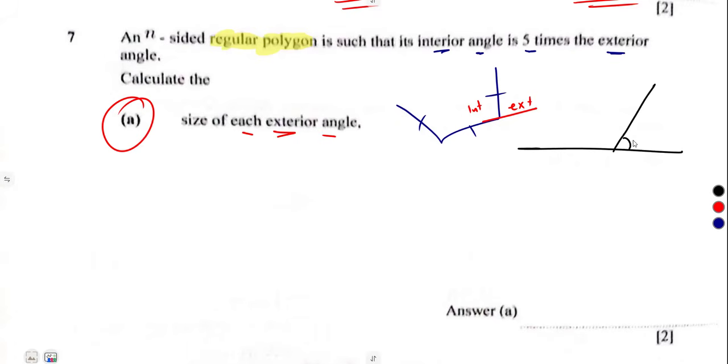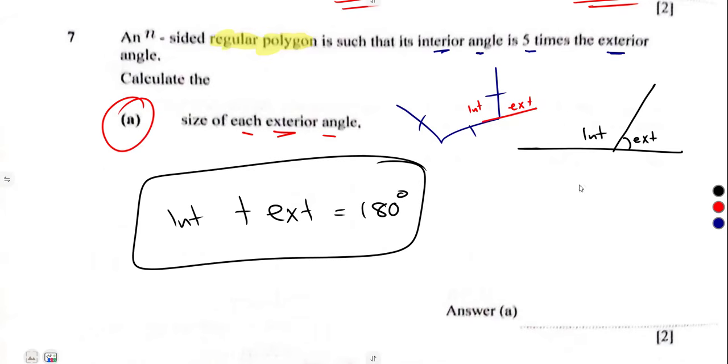If this is the exterior angle and this is our interior angle, these two add up to 180 degrees. Interior plus exterior angle is equal to 180 degrees from the properties of what? A straight line. They form a straight line. So we can use that relationship. We can let the exterior angle be equal to x, since the interior angle is given in terms of the exterior angle.